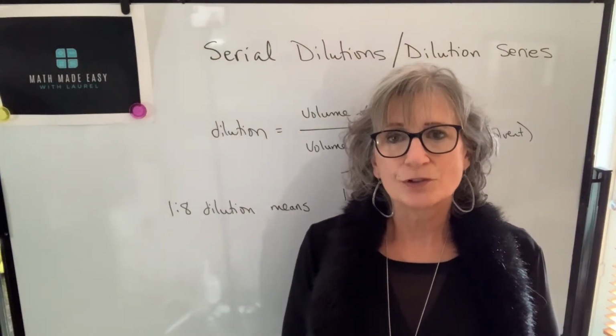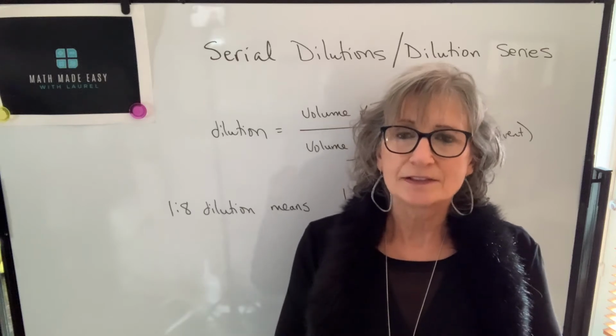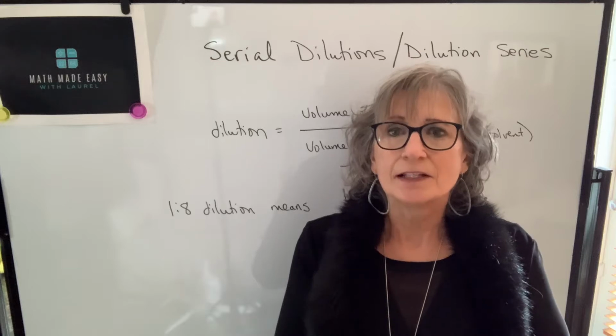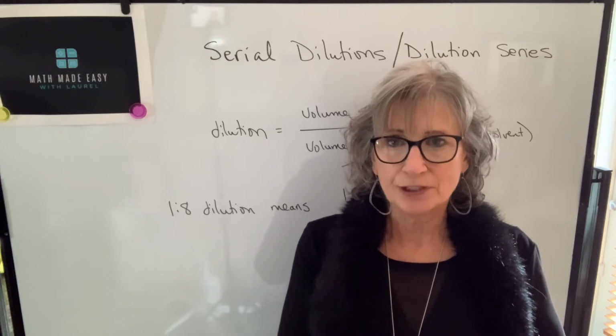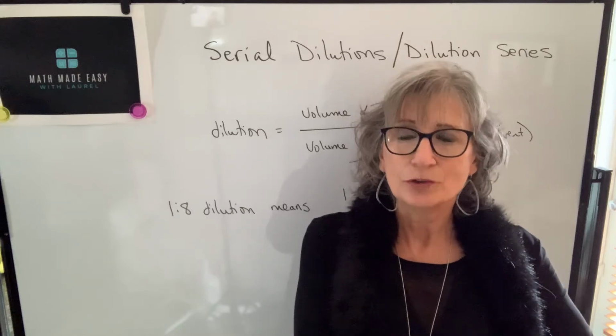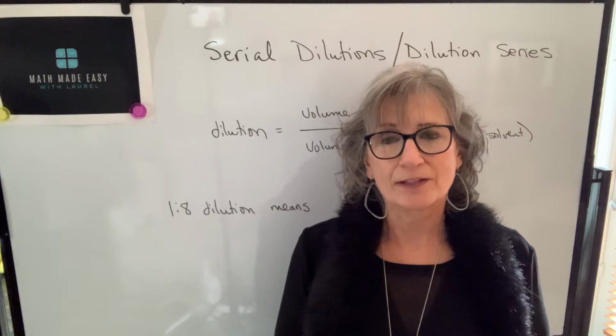When we're talking about serial dilutions or dilution series, we're talking about taking a substance and diluting it, and then taking that solution and diluting it again to make a new solution, and then we take some of that new solution and dilute it again to make a new solution, and so on and so on. So let's take a look at how that's going to work.